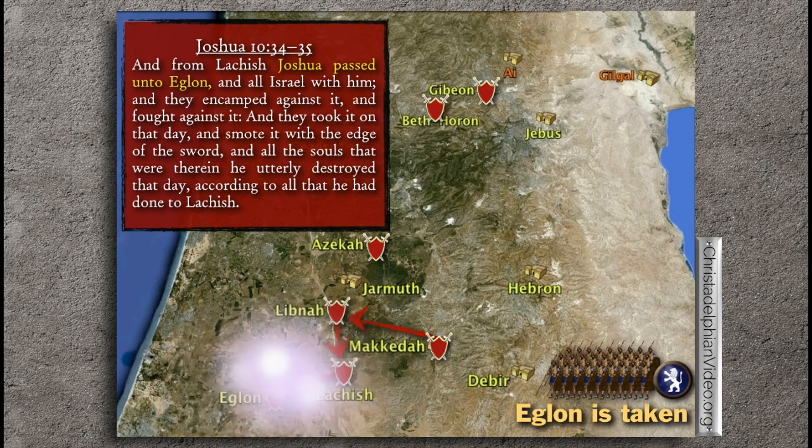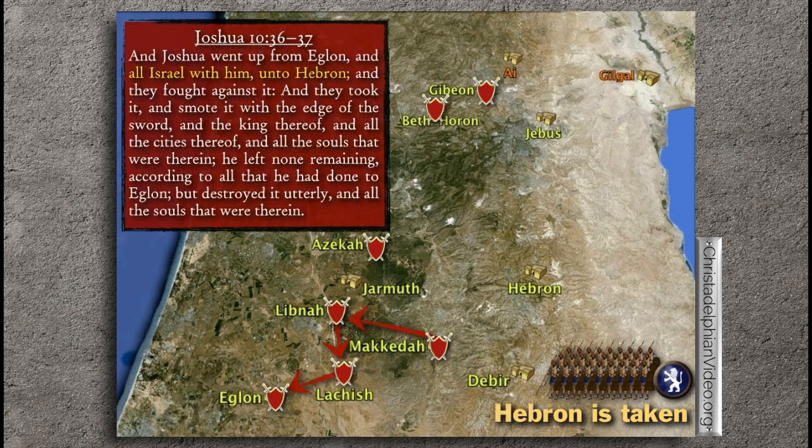Verse 34 to 35, he goes on and he fights against Eglon, and they encamp against it, and they take it as well. On that day, they smite it with the sword and all the souls that are therein. So one after the other, Lachish, Eglon, are taken. They come up to Abraham's city, to the city of Hebron. All Israel, all the soldiers come together and they fight there against it. And you can imagine the speech that Joshua would have given as they come to Hebron, the city where Abraham, Isaac, and Jacob are buried. This is the city of our fathers. And they go and they take that city as well.